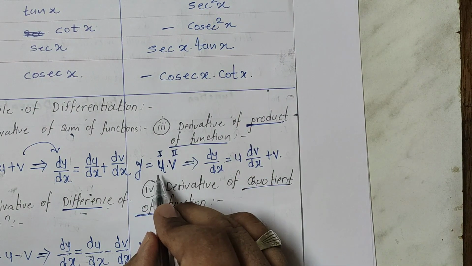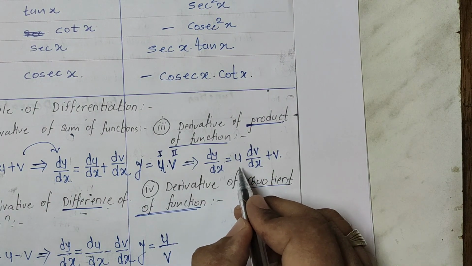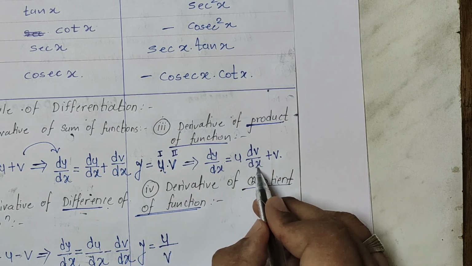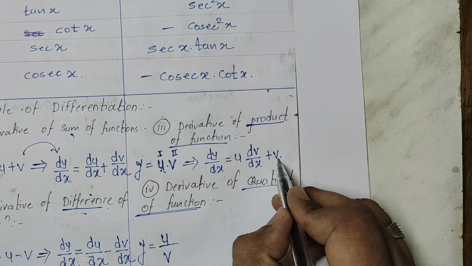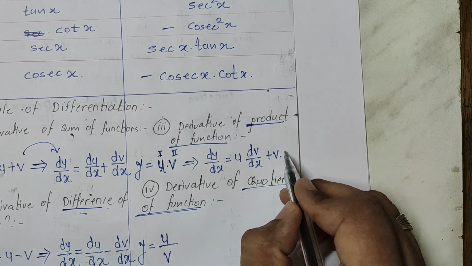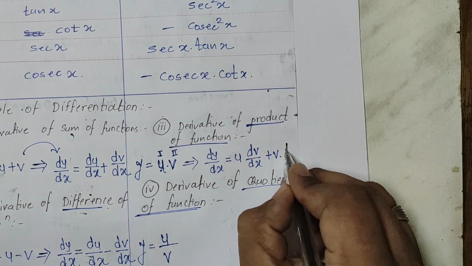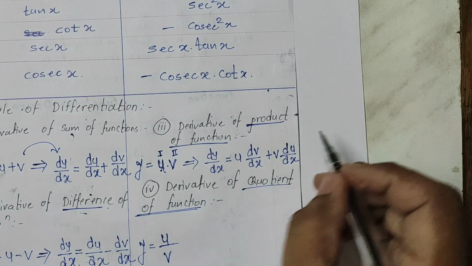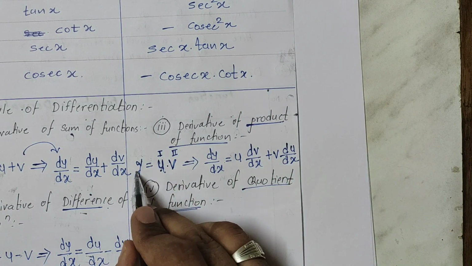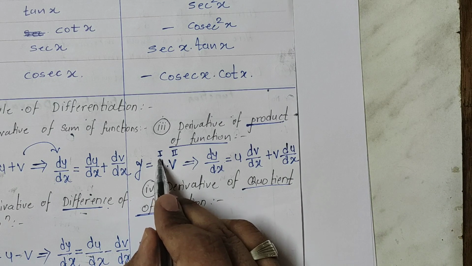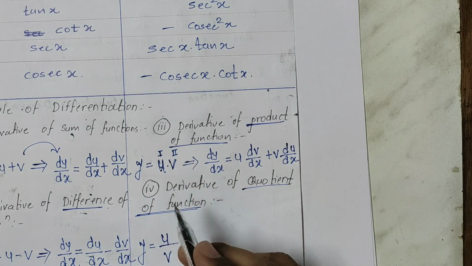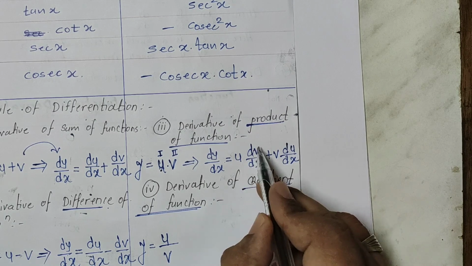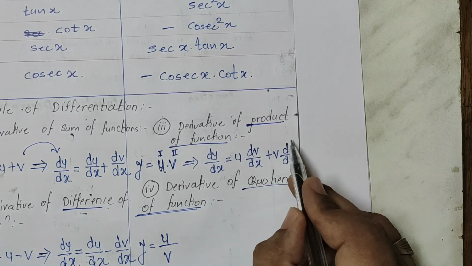Then how to find the derivative? dy upon dx is equal to first one as it is, second's derivative dv upon dx, plus second as it is, then first's derivative. What is first? First one is u. Okay, remember it's a trick always. If y is equal to u into v form, then keep the first function and second function in mind. Then how to find its derivative? First as it is, second derivative, then second as it is, first derivative.